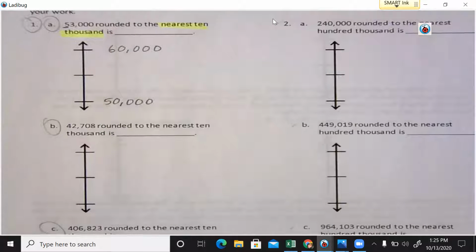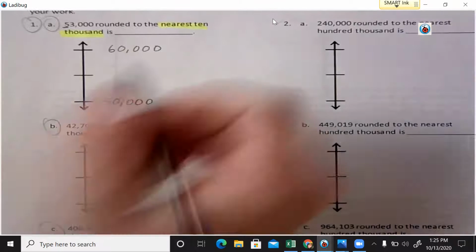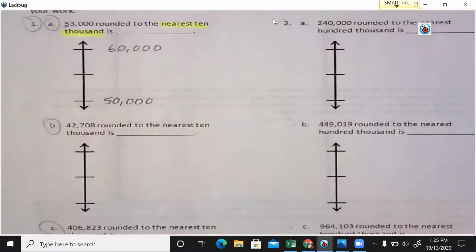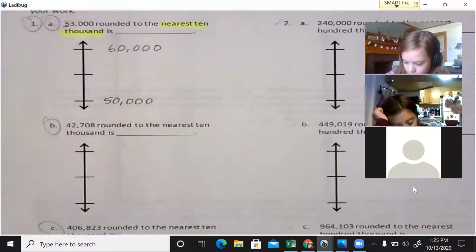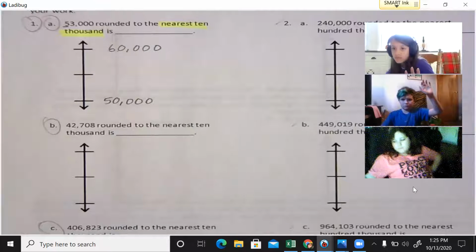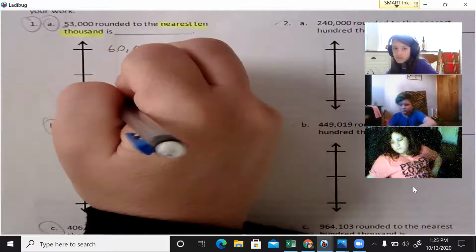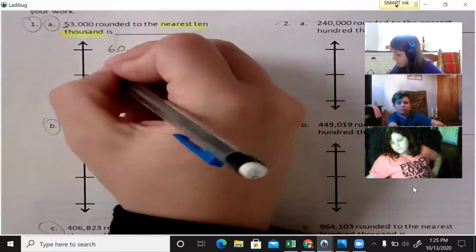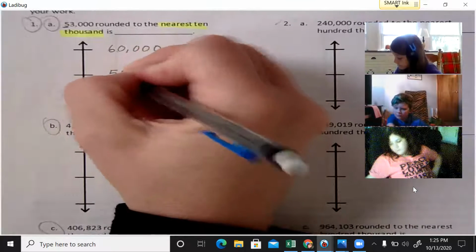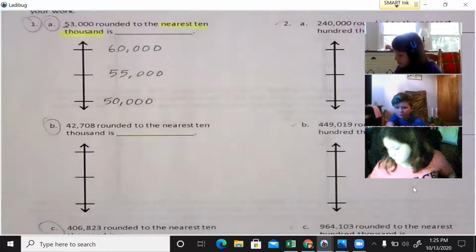Now I have to figure out what's in the middle. So instead of there only being 1,000 between these two, I have 10,000 in between my 2 easy numbers. Who knows what half of 10,000 is? If we win the lottery and we won $10,000, but we have to split it in half. 5,000. Yep. So now we're going to add 5,000 to this number. So our halfway point is 55,000.